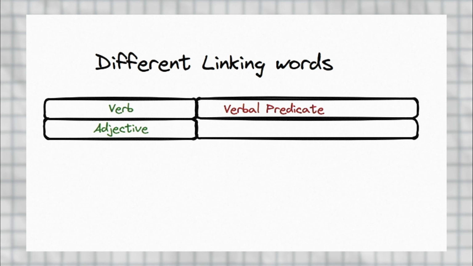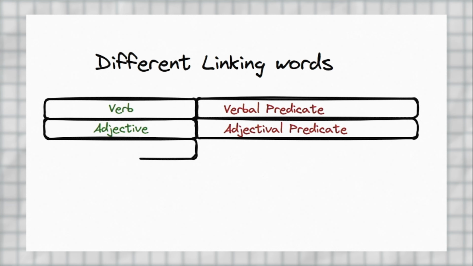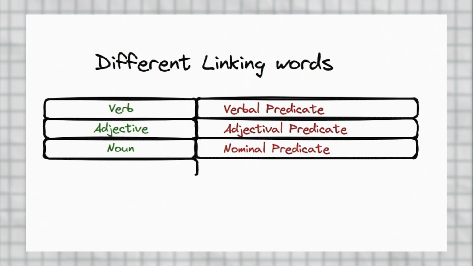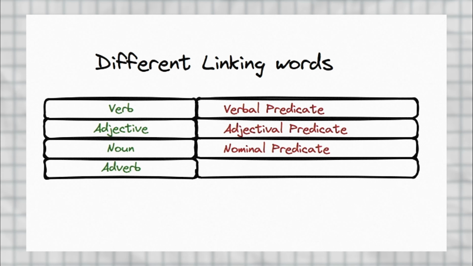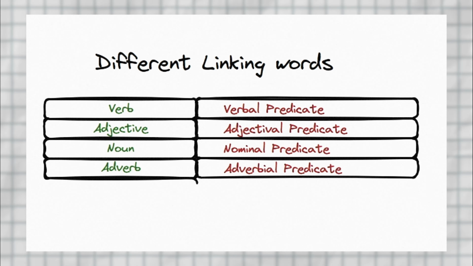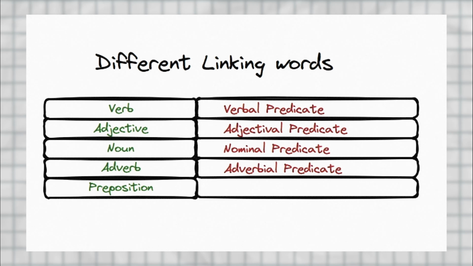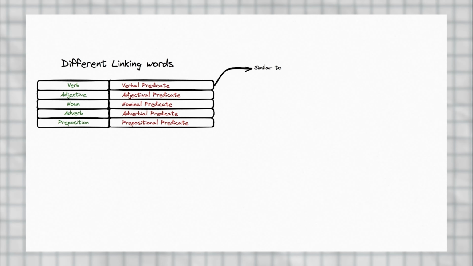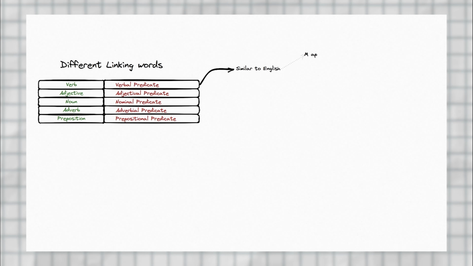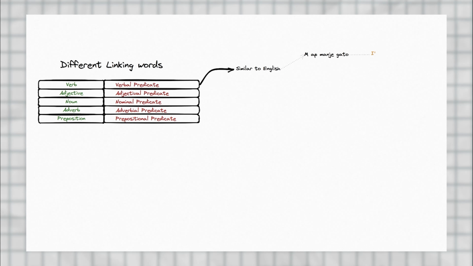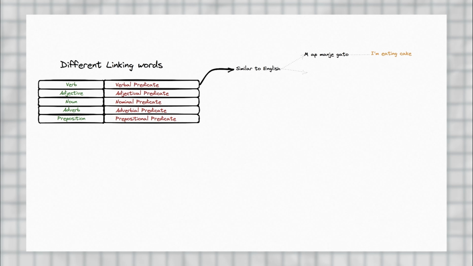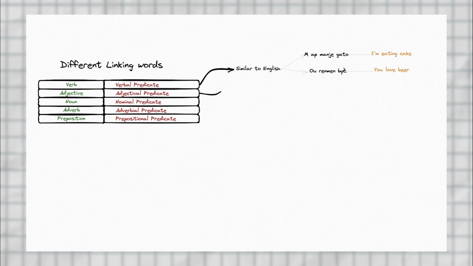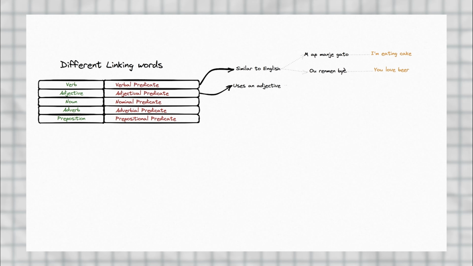Linking words may be a verb, verbal predicate; an adjective, adjectival predicate; a noun, nominal predicate; an adverb, adverbial predicate; a preposition, prepositional predicate. For a verbal predicate, we'll have a normal verb like in English. For instance, m'a mangé gâteau, I'm eating cake. Ou aimez bien, you love beer. So this is simple.